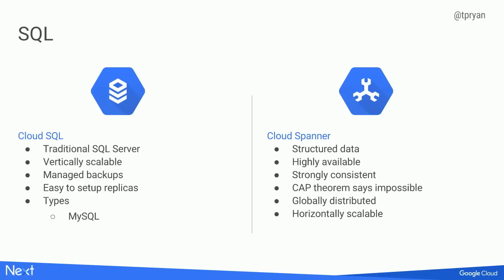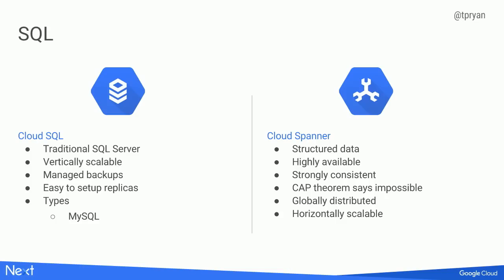But long story short, if you want to dive into this topic and why we say it's both, and if that's something you feel strongly about, please see me afterwards. I'm happy to dig deeper into it. But long story short, we call it highly available and strongly consistent. It's globally distributed and horizontally scalable, which is great when Cloud SQL starts hitting its vertical limit. Having a horizontal piece to this is really helpful.